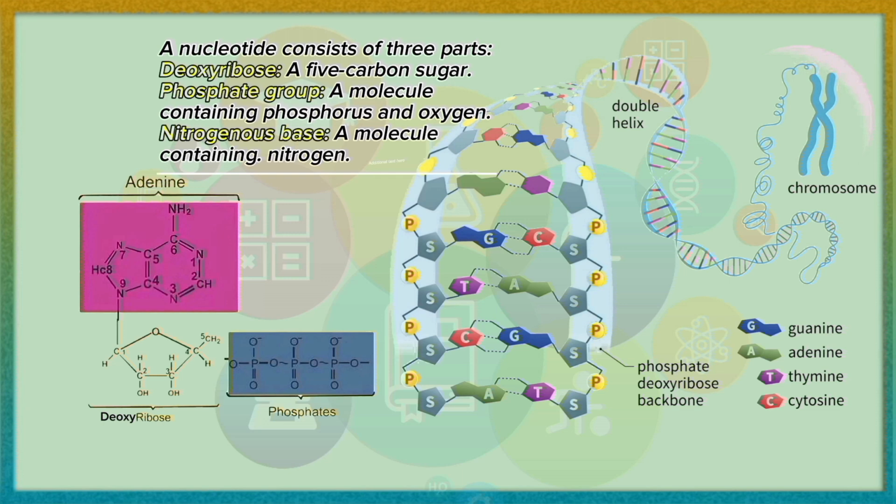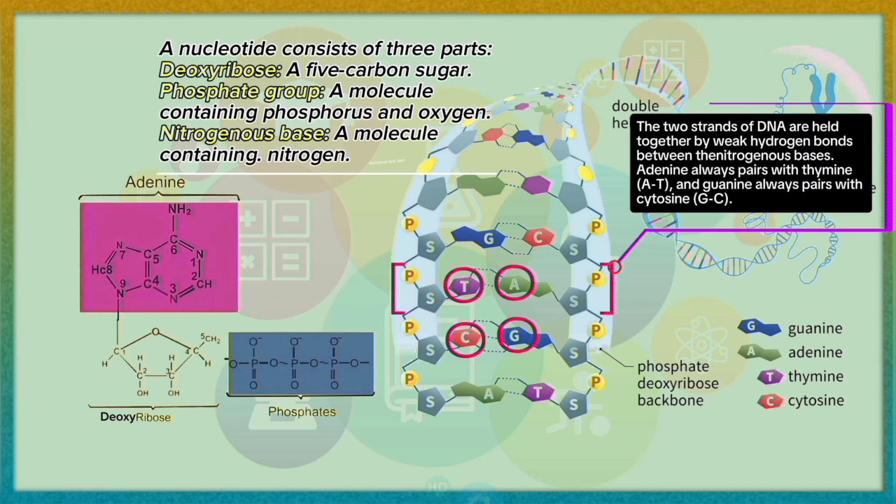There are 4 types of nitrogenous bases in DNA: adenine, A, thymine, T, guanine, G, and cytosine, C. The two strands of DNA are held together by weak hydrogen bonds between the nitrogenous bases to form the double helix. Adenine always pairs with thymine and guanine always pairs with cytosine.